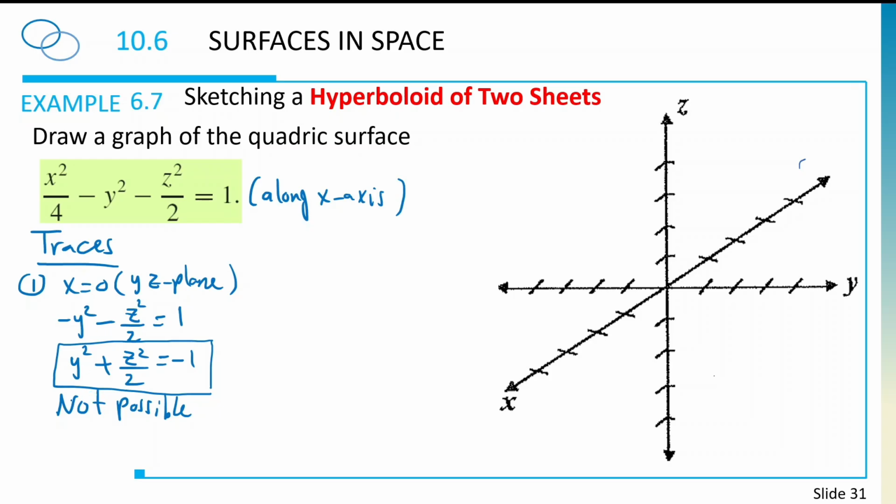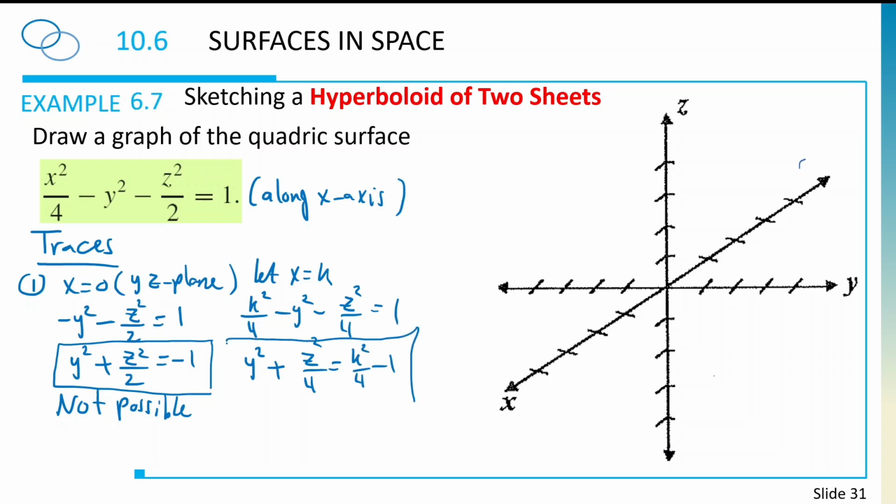Okay, if it's not possible, I need to try another value. So I'll let x be equal to k. Since this is not possible, I'll try x equals k. That means it will not cross the origin, nothing at the origin here in the middle. So now the equation will be k squared over 4 minus y squared minus z squared over 4 equals 1. Just solve this equation. This is y squared plus z squared over 4 equals what? k squared over 4 minus 1.